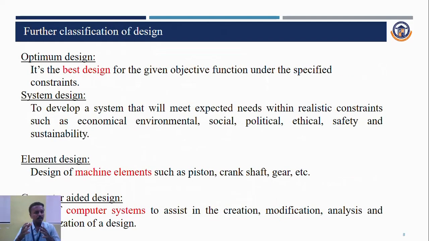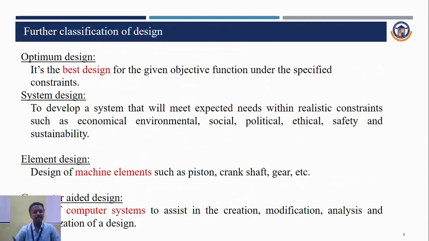So these are some of the classifications of design. First one is optimum design. It is the best design for a given objective function under the specified constraints. Second one will be system design. To develop a system that will meet expected needs within realistic constraints such as economic, environmental, social, political, ethical, safety and sustainability.